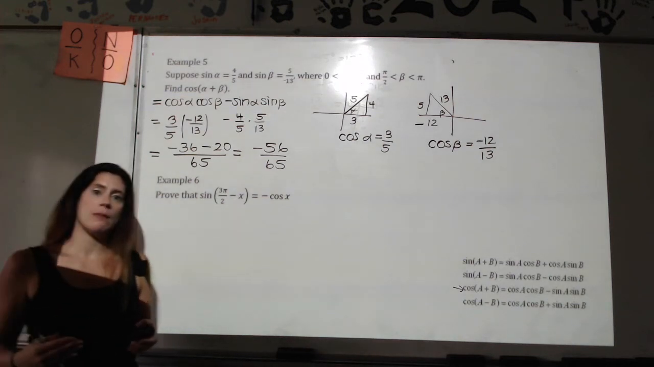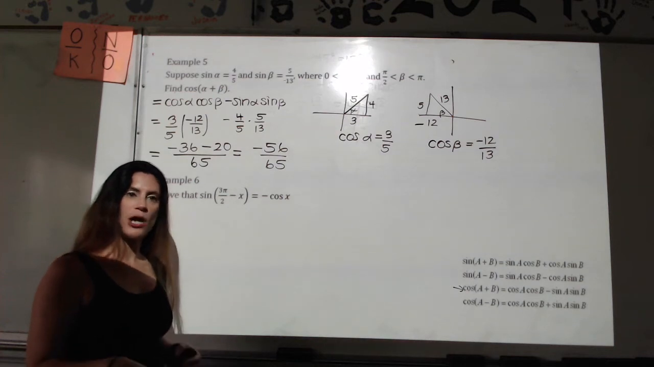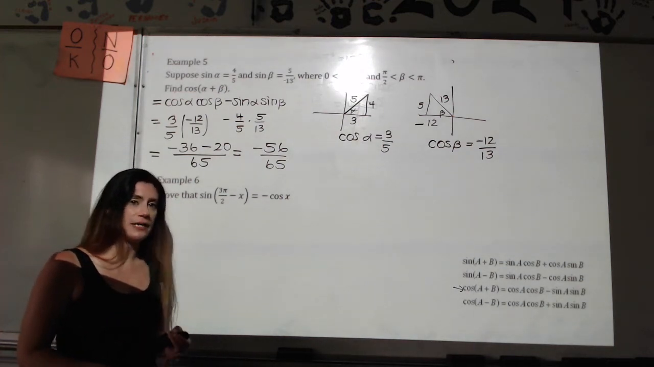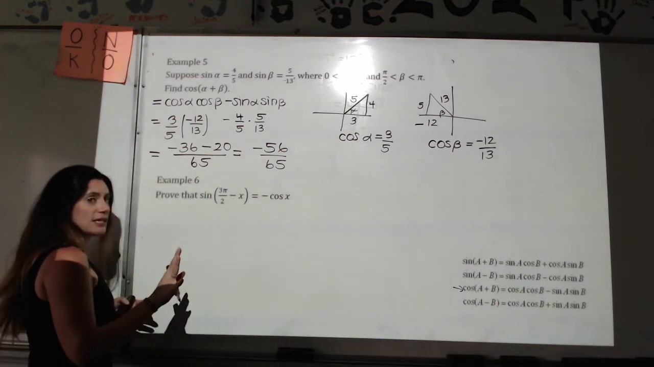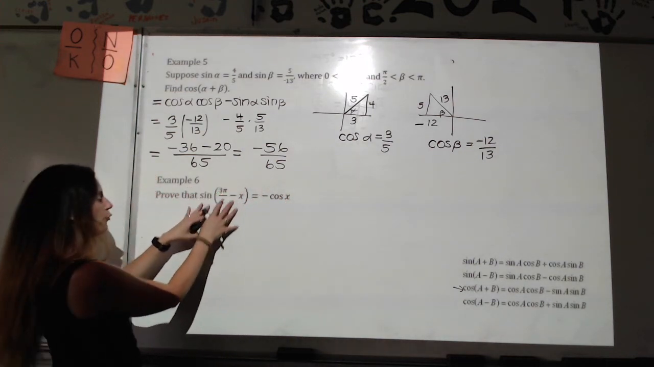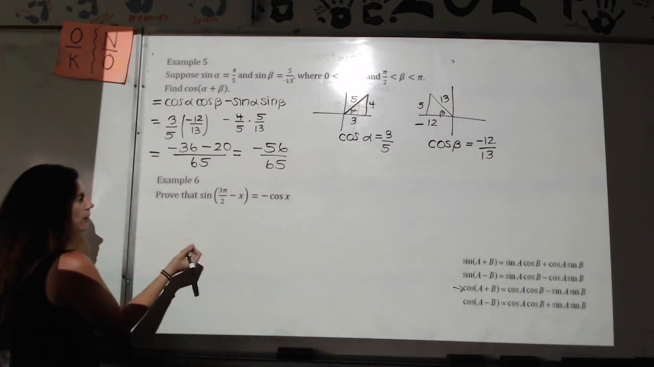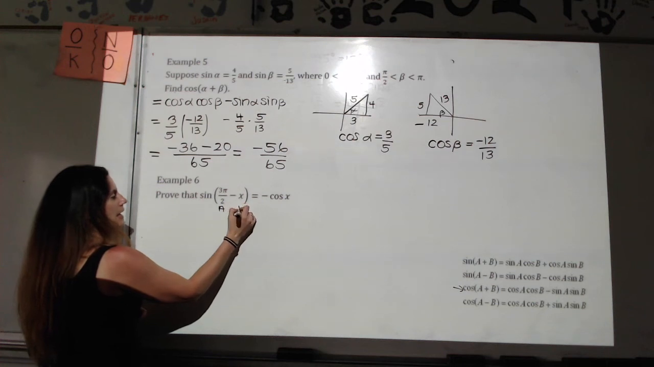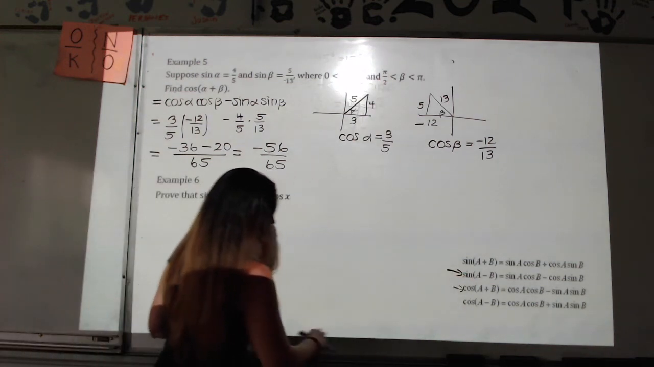The last type of problem you're going to see in this section is an identity problem, just like we did in the chapter where we proved using the Pythagorean identities and the reciprocal identities and all those other fun tools from your toolbox. Just like in that section, I want to prove that this is in fact equivalent to this, but I can only work on this side. So this is very similar to example 4, where I'm going to call 3 pi over 2 a and x b and apply the subtraction formula for the sine.